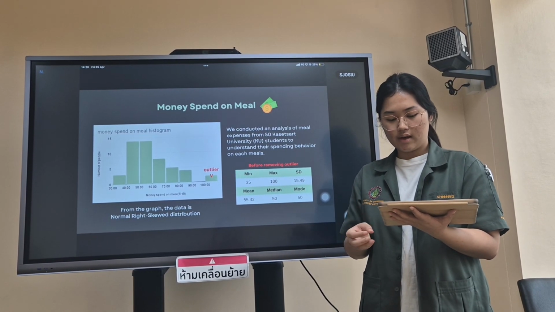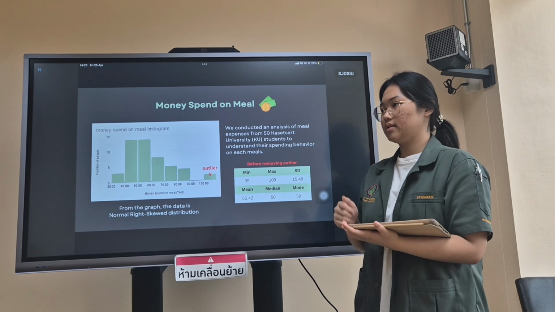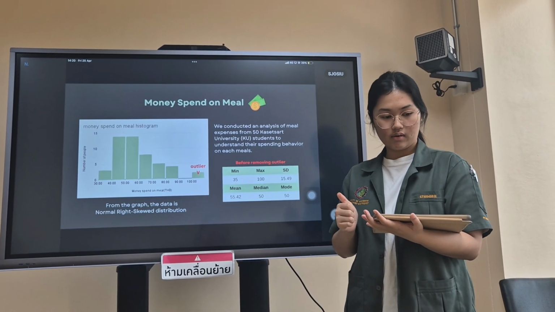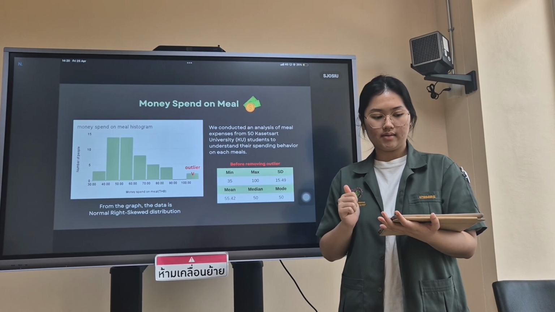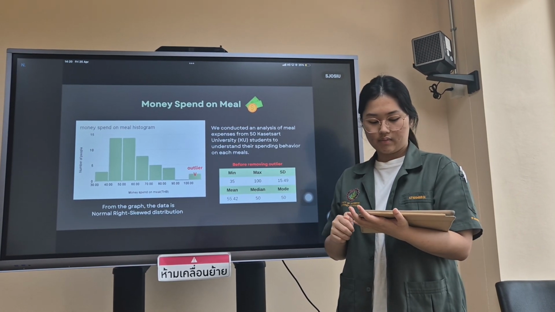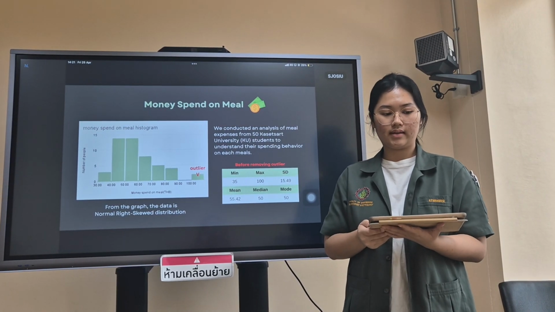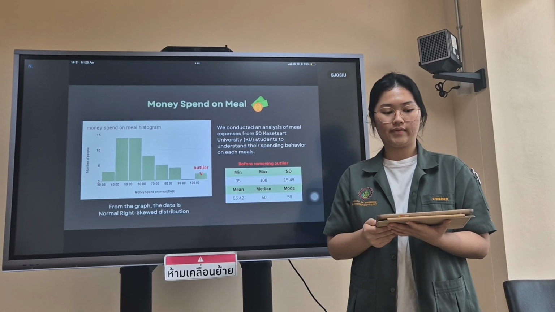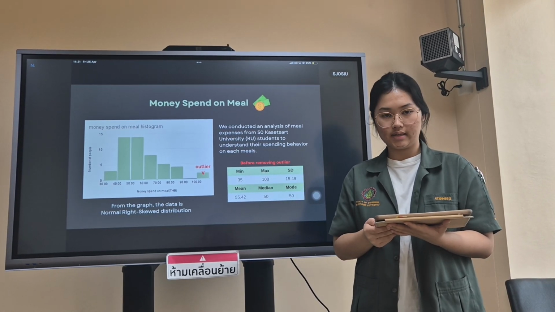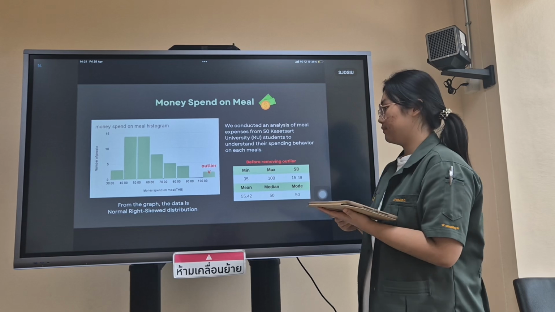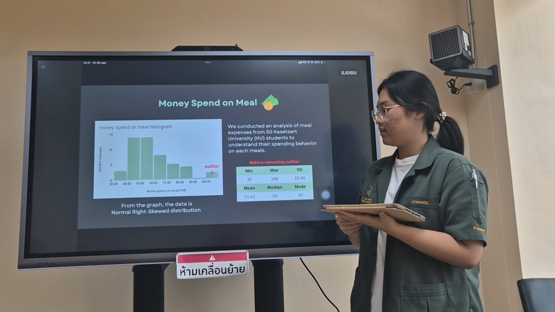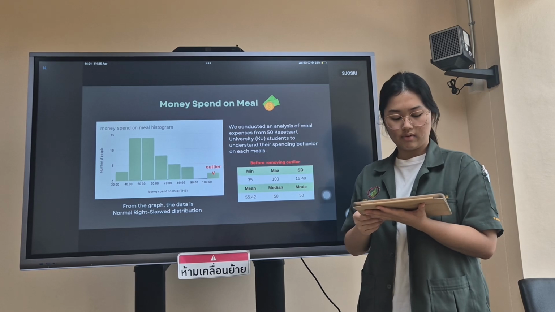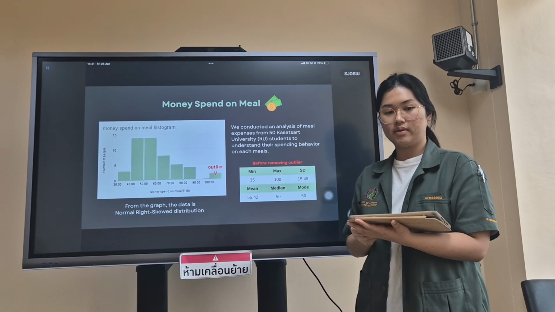After removing the outlier, we got standard deviation equal to 12.736, and we got mean of this data equal to 53.56. From the graph, we see that the data is a normal right skew distribution.